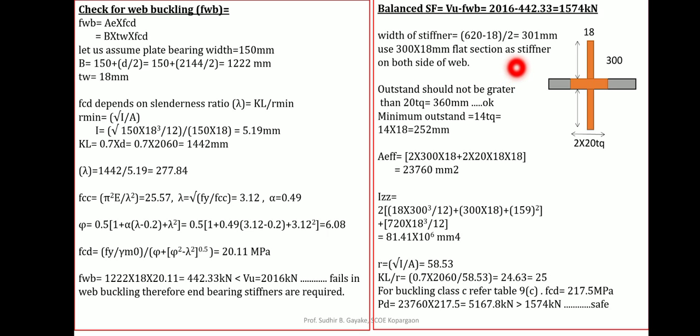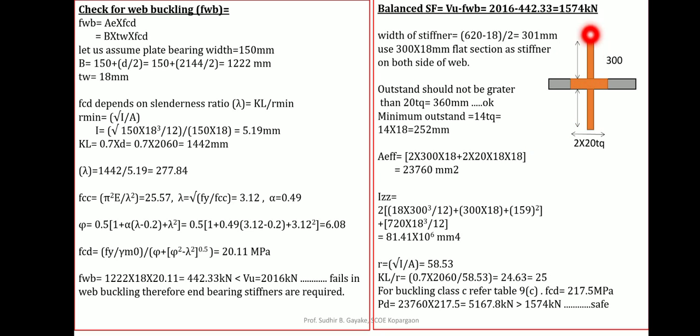So I am using end bearing stiffeners on both sides of the web of size 300 by 18. Now the effective area can be calculated: 2 times 300 into 18 on either side, plus the core area. The core area is 2 times 20t, so 2 into 20 into 18, into the web thickness 18. So this area is 23,760 mm square. This orange colored area is the core area.